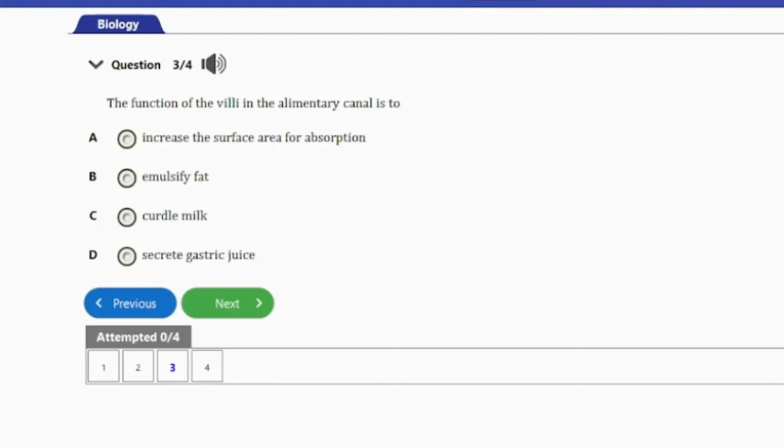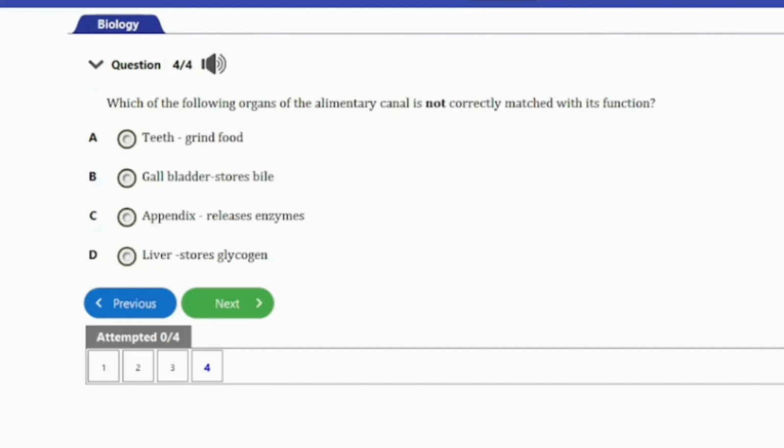So let's go ahead and consider the next and the last question, guys. That's question number 4 here. It says, which of the following organs of the alimentary canal is not correctly matched with its function? We have A. Teeth grind food, B. Gallbladder stores bile, C. Appendix releases enzyme, D. Liver stores glycogen. So guys, the answer to this question is option C.